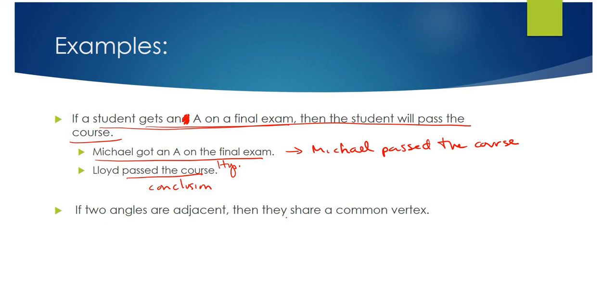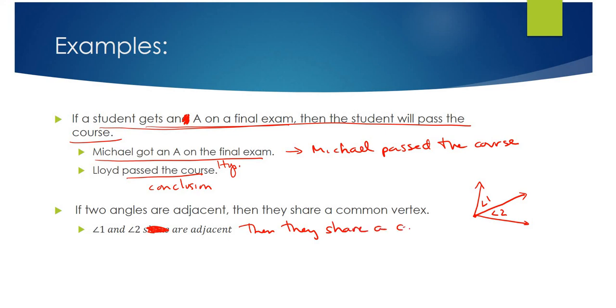All right, here's a new one. If two angles are adjacent, then they share a common vertex. This is a true conditional. Adjacent angles not only share a common side, but they share a common vertex. So, angle 1 and angle 2 are adjacent. Can I reach a conclusion about angle 1 and angle 2? Yes. They share a common vertex.